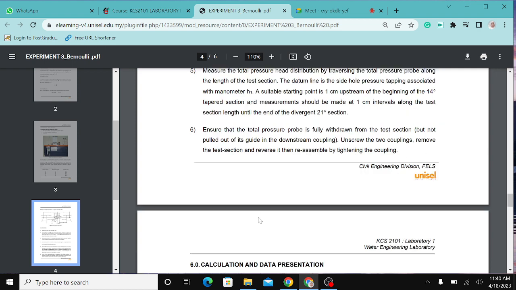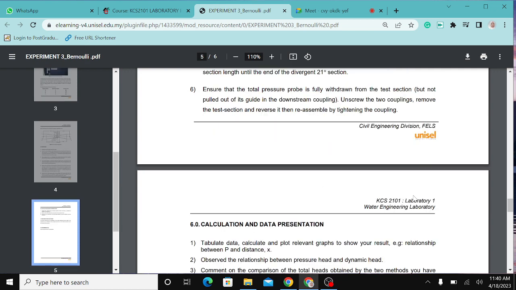Ensure the total pressure probe is fully withdrawn from the test section. Then unscrew the two couplings, remove the test section and reverse it. Then reassemble by tightening the couplings.